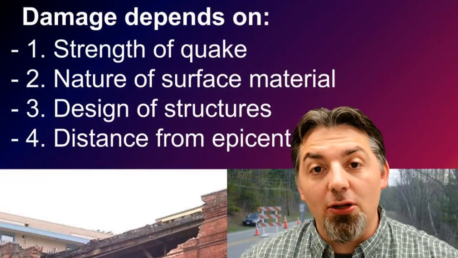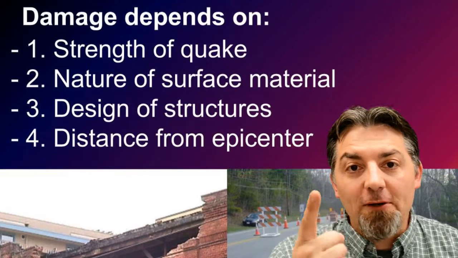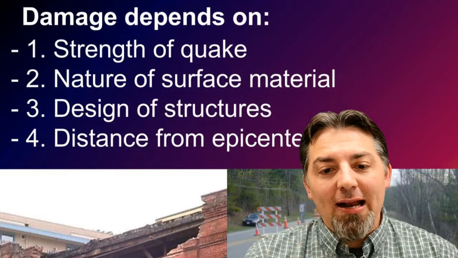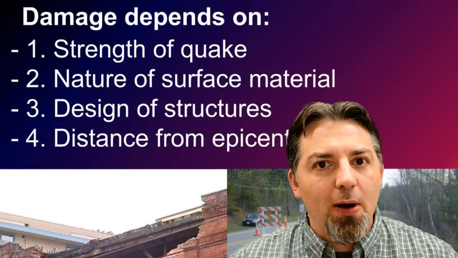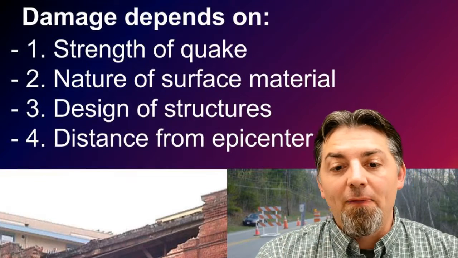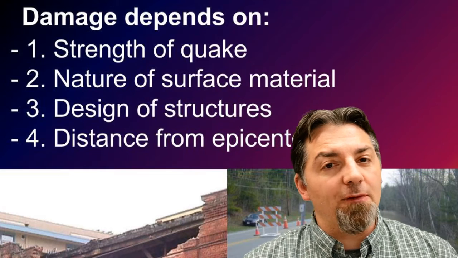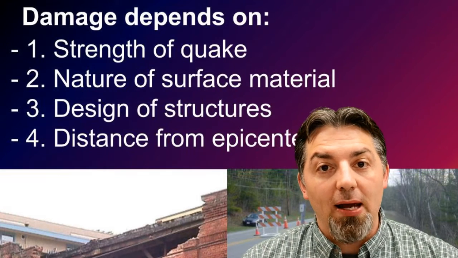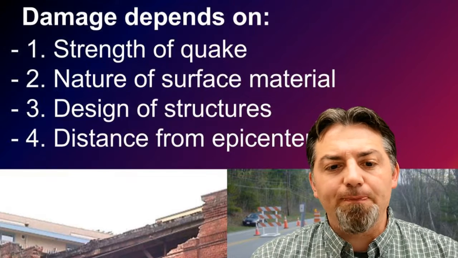How much damage occurs in a location depends on four things. The first thing that's a factor is the strength of the quake, right? The more energy that's released, the stronger the earthquake, the more damage is going to be done. Now, the second thing that affects how much damage is done is the nature of the surface material, meaning what is the ground made of? The looser the soil, usually that's going to cause more damage.